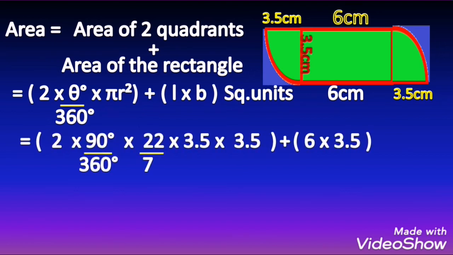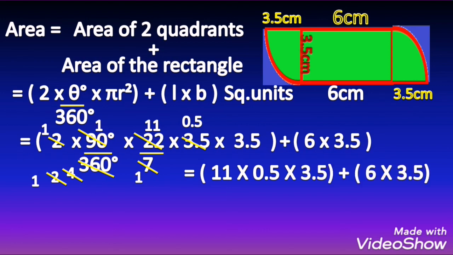Now let us write like this: 2 into 90 degrees by 360 degrees into 22 by 7 into 3.5 into 3.5. Here 3.5 is the radius of the quadrant, plus 6 into 3.5. The length of the rectangle is 6 centimeters and the breadth of the rectangle is 3.5 centimeters. Now let us simplify. 90 ones are 90, 4 nines are 360. 2 2s are 2, 1s are 1. 2 1s are 2, 11s are 11. 7 1s are 7, 7 0.5s are 3.5.